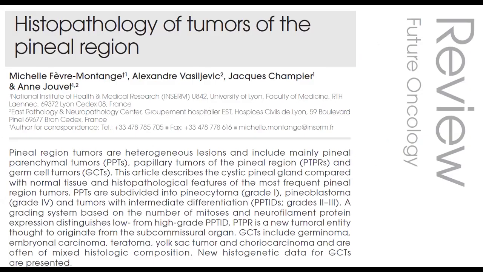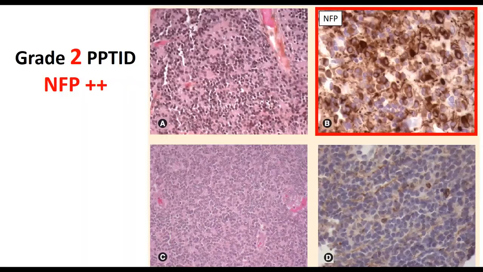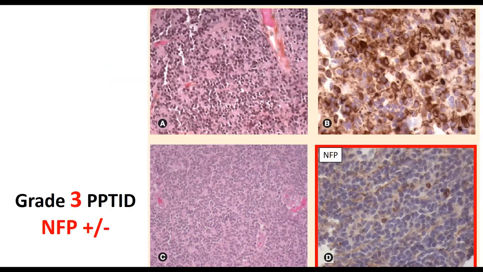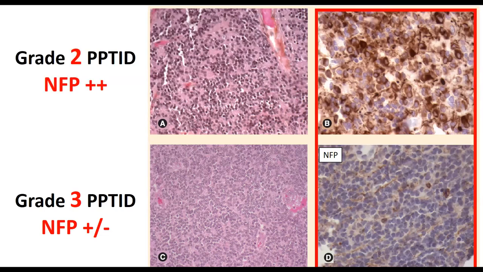All right, fast forward to a future oncology review. Here we go. Grade 2 PPTID, look at the neurofilament protein for the grade 2. You see how it's surrounding the nucleus, the brown individual tumor cells? Look at grade 3, very weak. You're not seeing that staining. So grade 2 versus grade 3, neurofilament protein was a key stain.